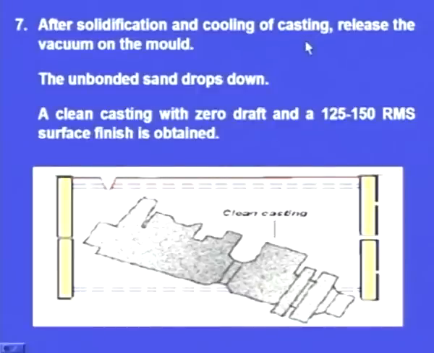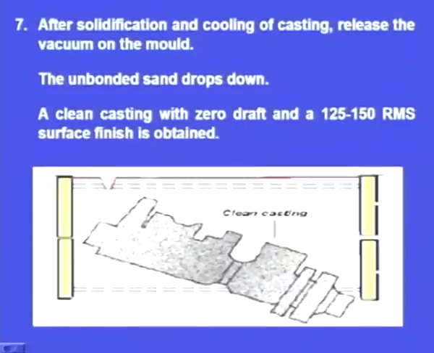The unbounded sand drops down because of the withdrawal of the vacuum, and a clean casting with zero draft and a 125 to 150 RMS, meaning very high surface finish, will be obtained, that will be dropping down. Yes, when we withdraw the vacuum, the sand collapses, that is the fine sand. There is no moisture in it, there is no clay in it. So, it drops down.